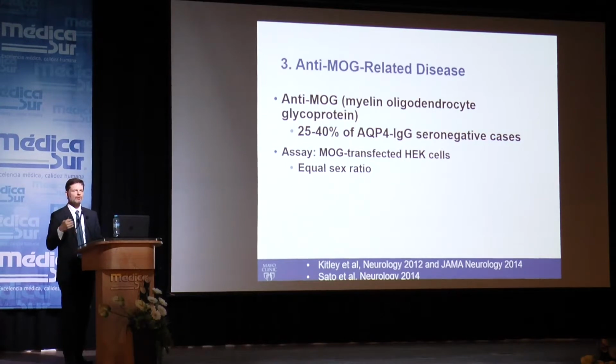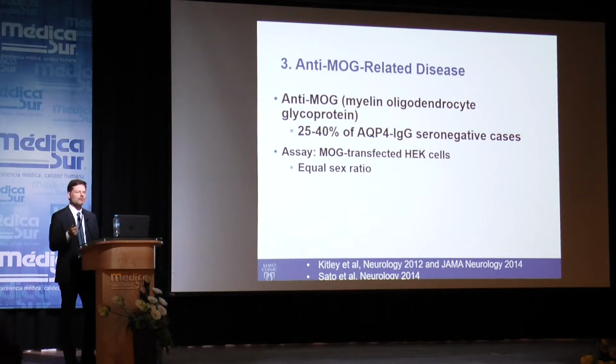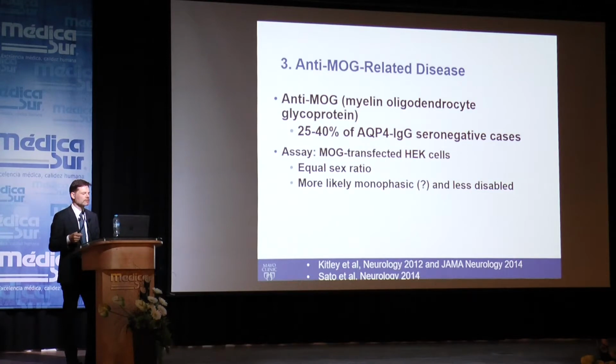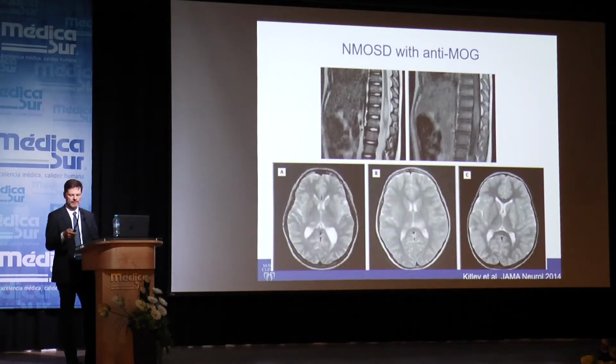Early literature using these next generation assays suggested that there were differences between this disorder and aquaporin 4 disease. For example, we know that aquaporin 4 disease is overwhelmingly a disease of women, whereas this one is more balanced as far as its sex ratio. Initially, it was thought that it was more likely monophasic instead of relapsing, that the attacks were milder, and that there was more optic nerve involvement, lower cord, and deep gray involvement in the brain. That's shown in these MRI scans here, a lesion in the lower thoracic cord near the conus, and these lesions in the deep gray.